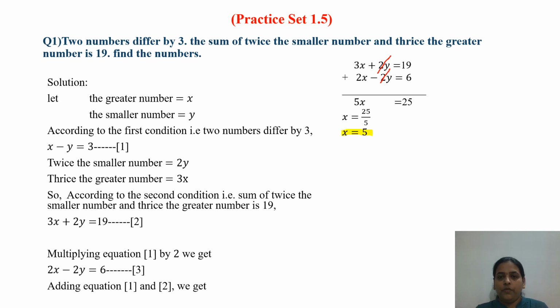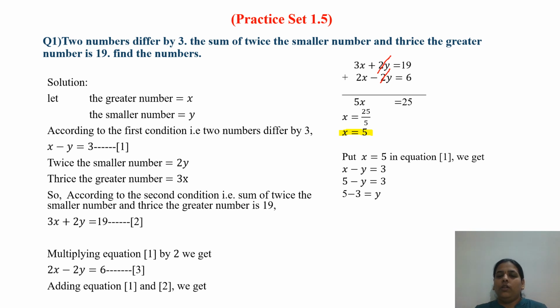So what is the value of x here? That is 5. Okay. Next, put x is equal to 5 in equation number 1. What is equation number 1? That is x minus y is equal to 3. You can put x is equal to 5 in any of equations 1, 2, 3. I want to put it in equation number 1. So x minus y is equal to 3. Instead of x, we put 5. So 5 minus y is equal to 3.